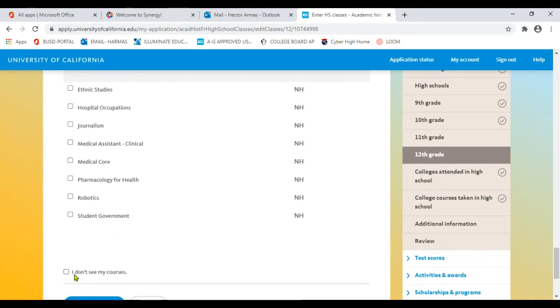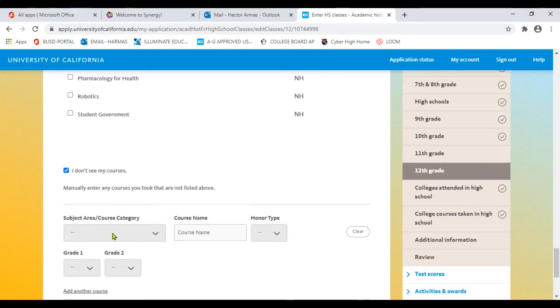So what I'm going to do is I'm going to say, I don't see my courses. So I'm going to put down here, subject area, psychology is under social sciences. Or I can put it under electives, but it's an elective social science. Course name, I'm going to put psychology. Is it psychology or introduction to psychology? Psychology, right? Okay, so I'm going to put psychology.